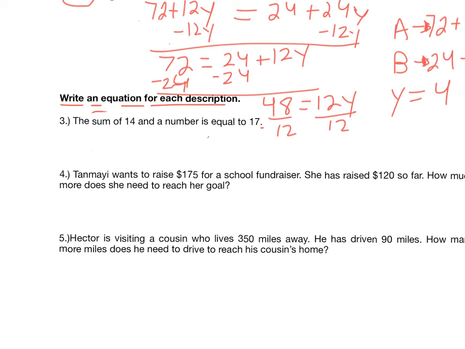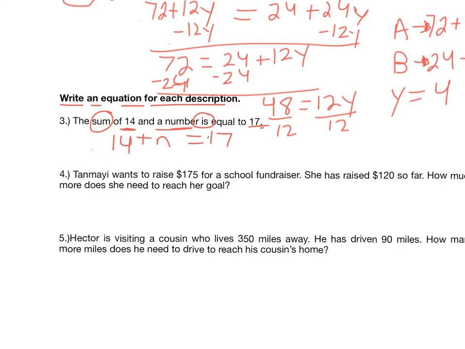All right, next, write an equation for each description. So we're not asked to solve it, just write an equation. It says the sum, okay, so sum we know is going to mean addition, right, of 14 and a number is, we know, is going to mean equals, an equal sign, 17. So is means equal, it's going to be equal to 17, and it's the sum, which means we're going to add, what are we adding? 14 and a number. We don't know the number, so we use a variable.